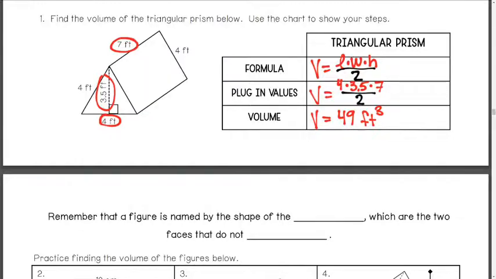We need to remember that the figure is named by the shape of the base. So it's called a triangular prism because the base is a triangle. Which two faces do not intersect? So this front triangle face and that back will never intersect, which means that they are the bases of this shape.